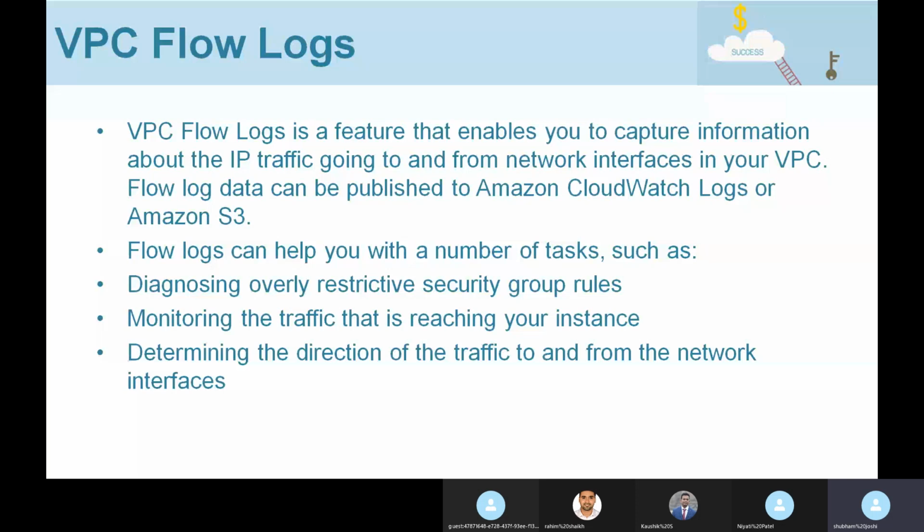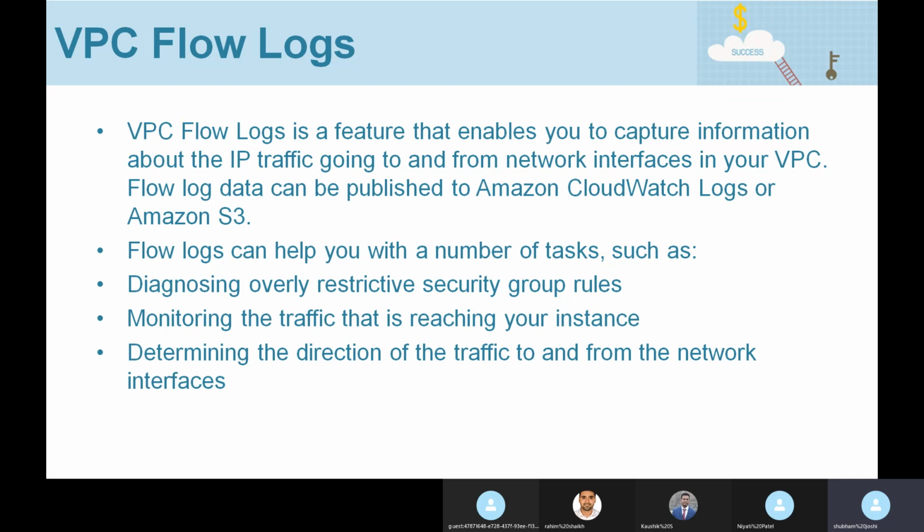VPC flow logs is a feature that enables you to capture information about the IP traffic going to and from network interfaces in your VPC. Flow log data can be published to CloudWatch logs or Amazon S3. Flow logs can help you with a number of tasks such as diagnosing overly restrictive security group rules, monitoring the traffic that is reaching your instance, and determining the direction of the traffic to and from the network interfaces. Essentially, whenever we launch an EC2 instance, it will also have some network interface attached to it.